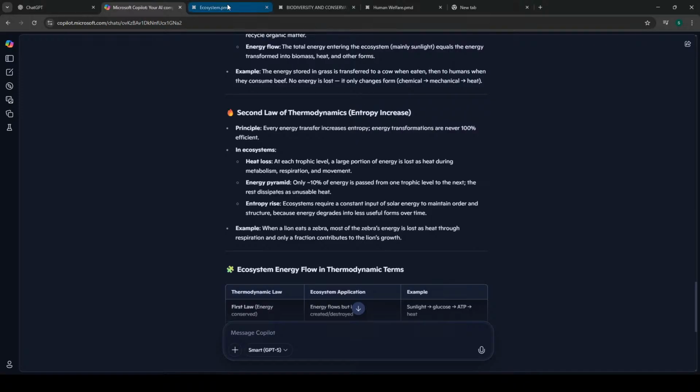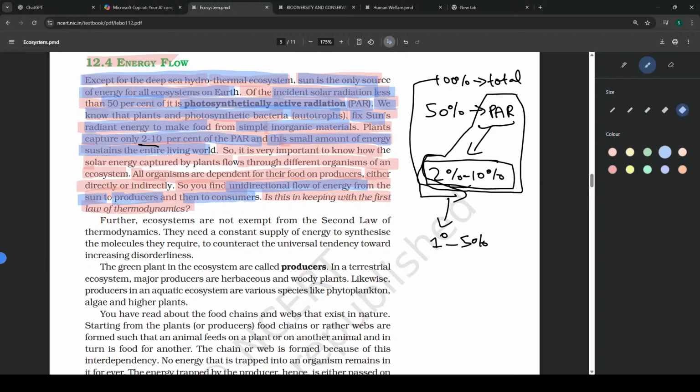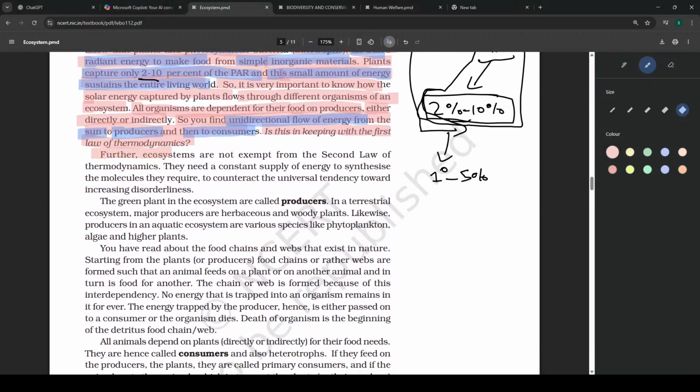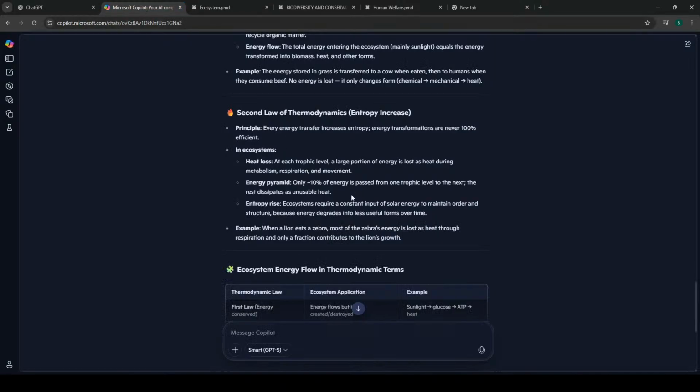Okay, let's see this again when the concerned topic occurs. First law of thermodynamics: energy can neither be created nor be destroyed. Okay, it is following. Further, ecosystems are not exempt from the second law of thermodynamics. As energy transfer increases, entropy also increases. As energy keeps on transferring, entropy increases. A large portion of energy is lost as heat during metabolism, respiration, and movement. Only 10% of the energy is passed from one trophic level to the next trophic level. Entropy rise: ecosystems require a large amount of solar energy input to maintain order and structure because energy degrades into less useful forms over time.